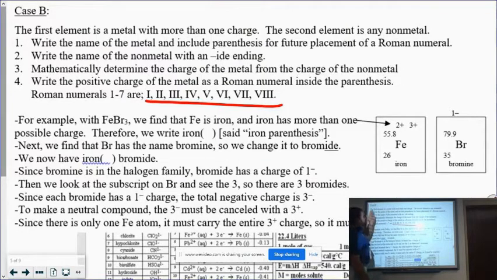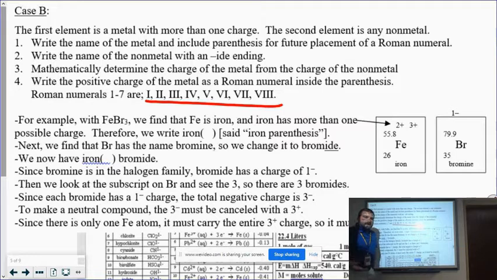Okay, so first things first, we write the metal, and we leave parentheses. Second, we write the name of the nonmetal with an -ide ending, just like it was for Case A. Step 3, mathematically determine the charge of the metal from the charge of the nonmetal. We have to do a smidge of math to make sure we get the correct Roman numeral. And then write the positive charge of the metal as a Roman numeral inside the parentheses. Roman numerals 1 through 7 look like such.